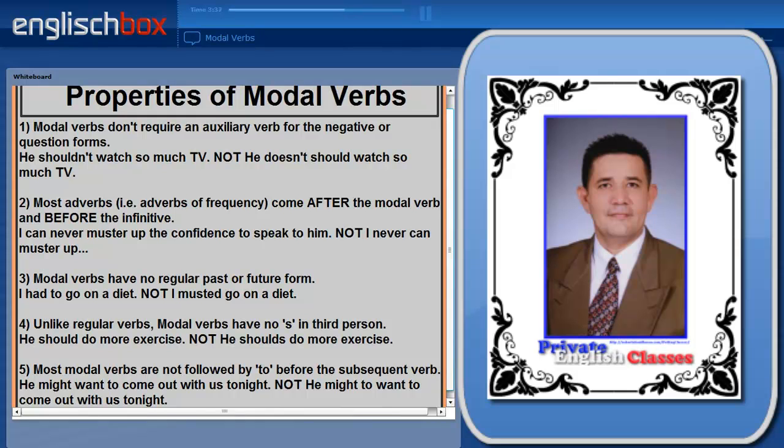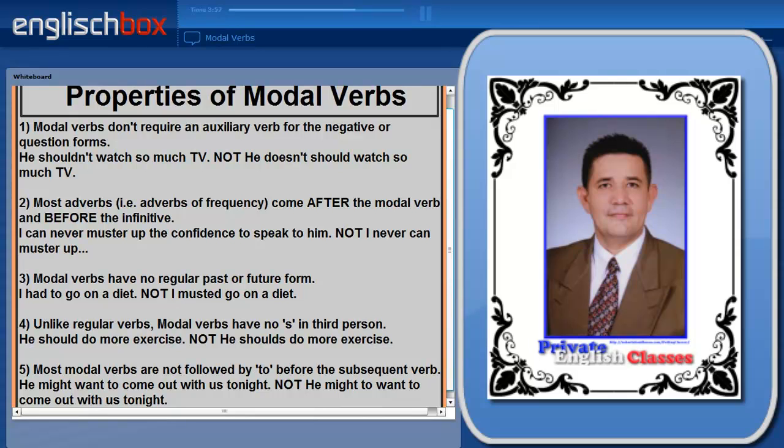Point number four. Unlike regular verbs, modal verbs have no S in the third person, so they do not conjugate in the same way in past, future, or in present. So you would say, he should do more exercise, and not, he shoulds do more exercise.